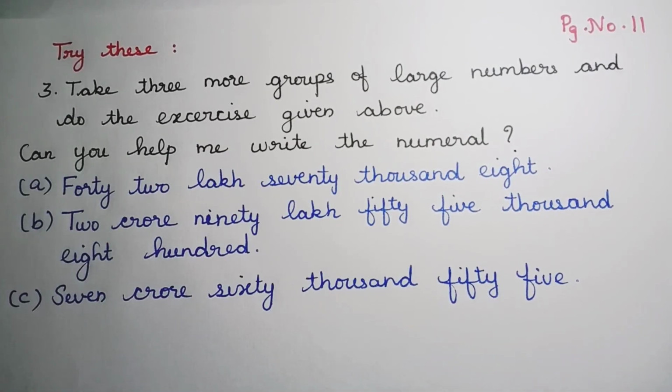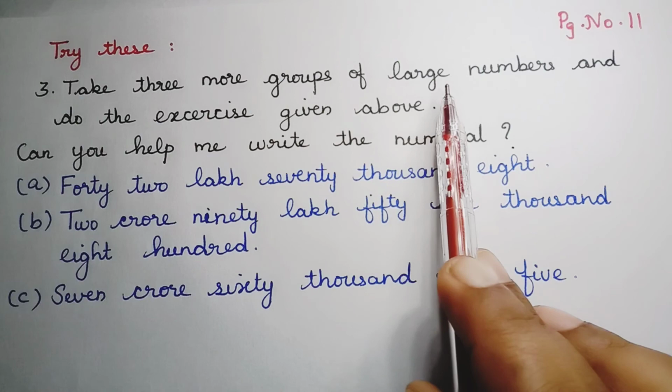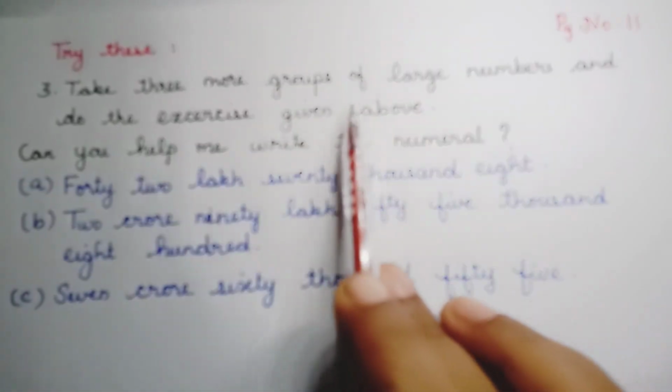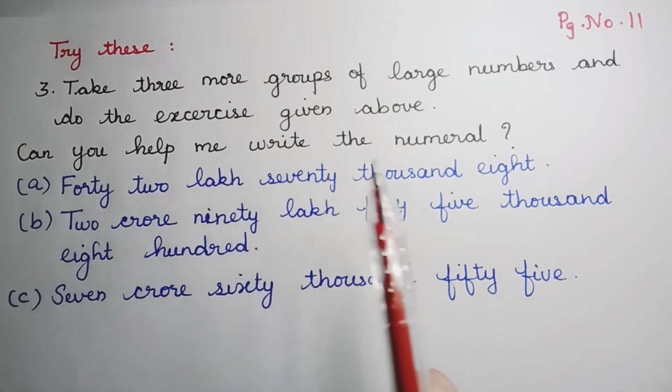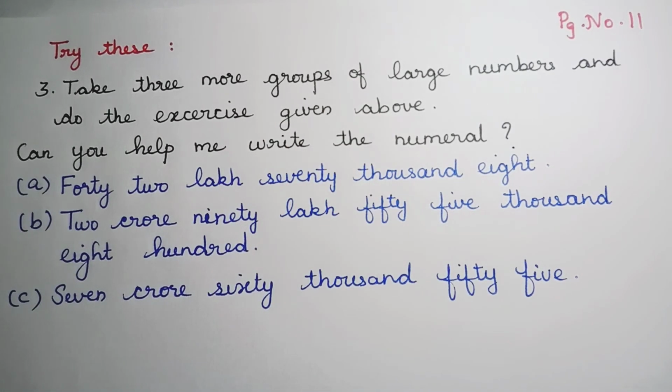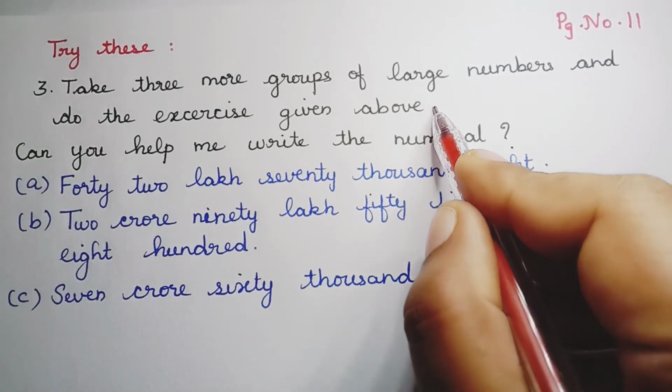Okay, you have another one more question. Take 3 more groups of large numbers and do the exercise given above. So you have to write another 3 more groups of large numbers, and you have to find out the Indian and international number system, and again you have to arrange it in ascending and descending order. Okay, so I'm not doing that now. You try to do it on your own.